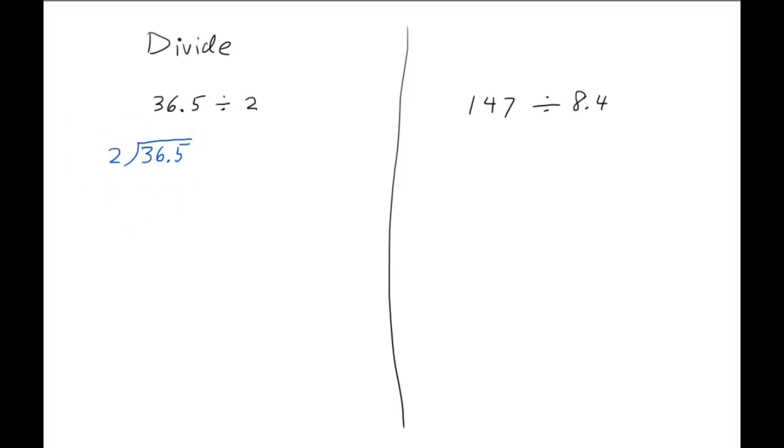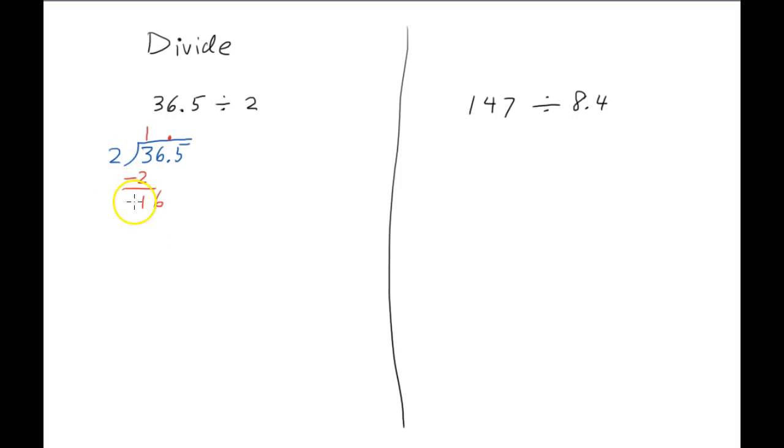And now what do we do first? Well, you put that decimal point to bed right there. And then start away. 2 goes into 3 once. 1 times 2 is 2. You subtract, you get 1 left over, bring down the 6.